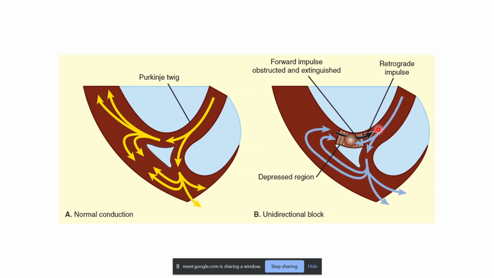And conduction time around the circuit must be long enough that the retrograde impulse does not enter refractory tissue as it travels around the obstacle. So this is the obstacle and this is the travel.